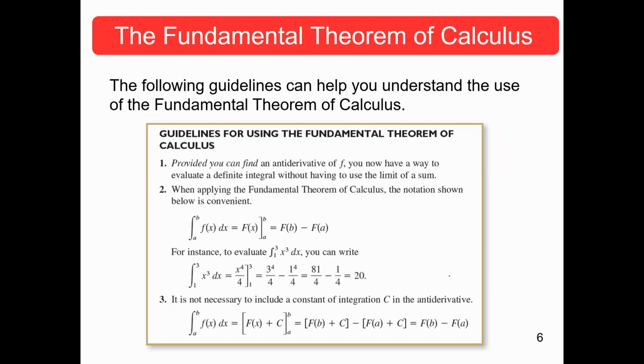First thing, provided you can find an antiderivative, we're going to use this method instead of using the limit of a sum, okay? We've determined that upper and lower limits, Riemann sums, they are, oh my goodness, they're long, they're challenging, they're easy to make mistakes in. So if we can find a different way, an easier way, that's the preferable thing to do. So when applying this, we've got a specific notation we're going to use. We're going to take the function, take the antiderivative. Once we take the antiderivative, we're going to evaluate it at its upper bound and its lower bound, okay?